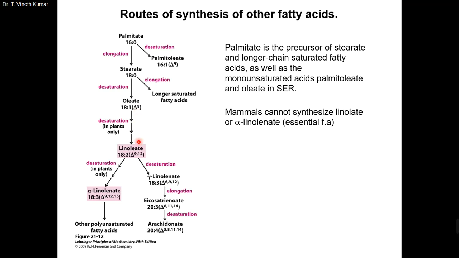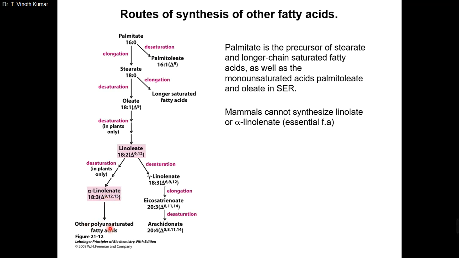And further desaturation will form linoleic acid. This is linoleic acid. The two double bonds are there at delta 9 and delta 12, that is 9 to 10 and 12 to 13. So this is the indication. And with further desaturation, only the plants will produce linolenic acid. That is 18:3. The double bonds are at delta 9, delta 12, and delta 15. That is 3 double bonds. And delta 9 means 9 to 10, 12 means 12 to 13, and 15 means 15 to 16.